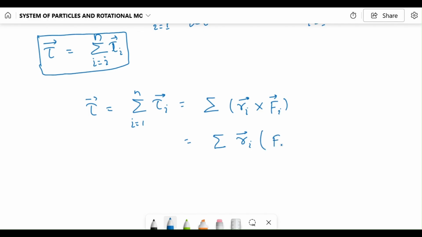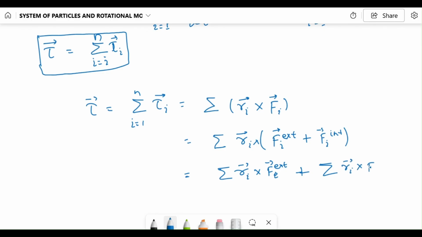So Fi, let me write here ext for external, plus Fi internal. Why I have separated these two things here, you will soon come to know. So the torque is summation of ri cross Fi external, plus summation of ri cross Fi internal, the force on the ith particle that is internal.